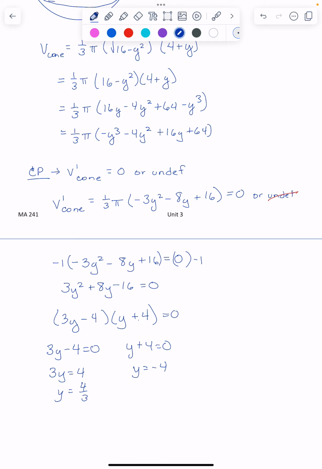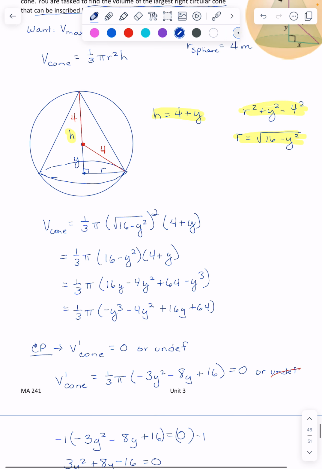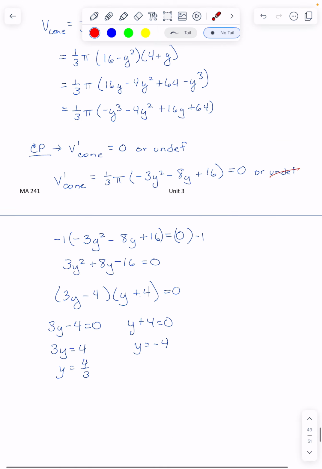So let's think about that one for just a second. If y equaled negative 4, I would be saying that the y term right here would equal negative 4. It would be way up here. And so what I'm suspecting is that's a minimum where I have a volume of 0, because negative 4 would give me a height of 0. So I'm going to cross that one out and say I'm not going to consider that.